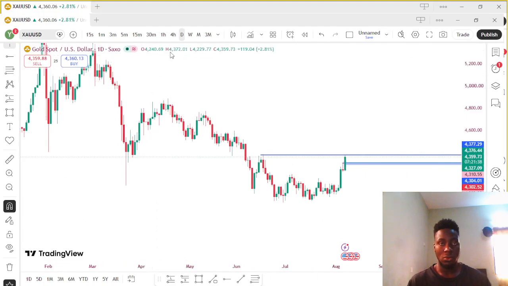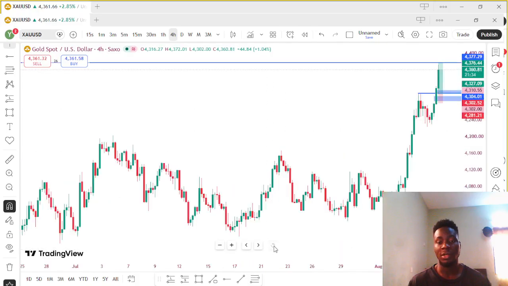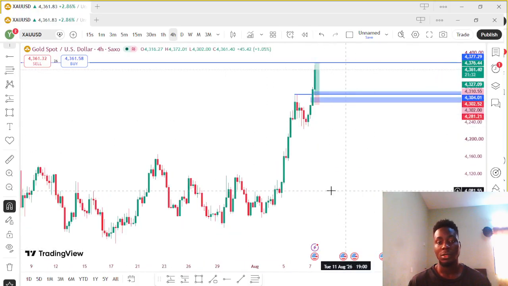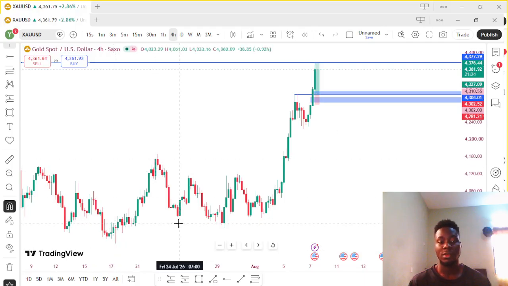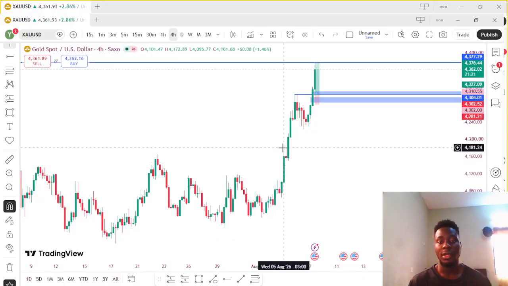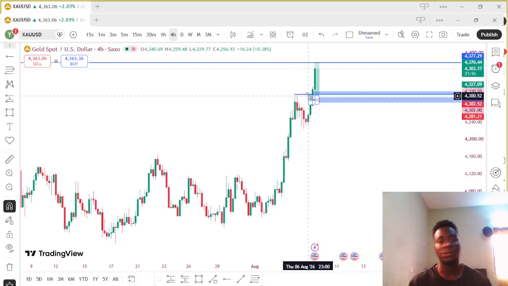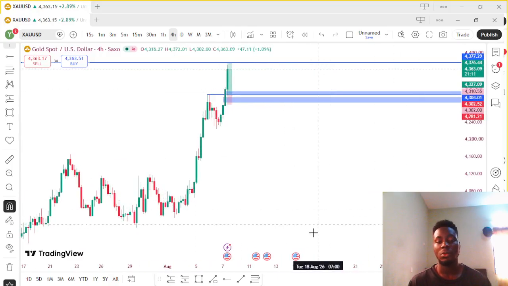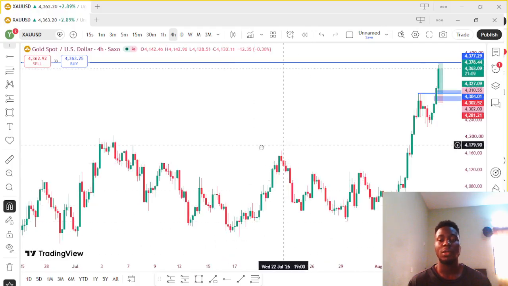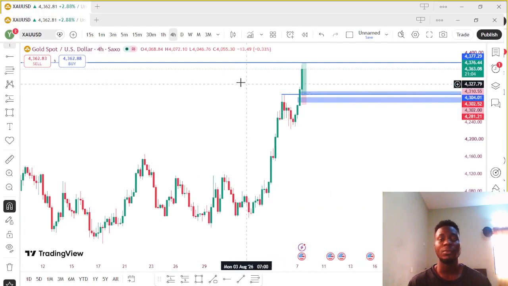So coming down to the 4 hour time frame, it's confirmed that gold has been rallying up. As you can see, gold has been making a series of higher lows, higher highs, higher lows, higher highs. Then what eventually happened was that coming to the chart, I saw that yesterday's high was already taken out. That was at this region.